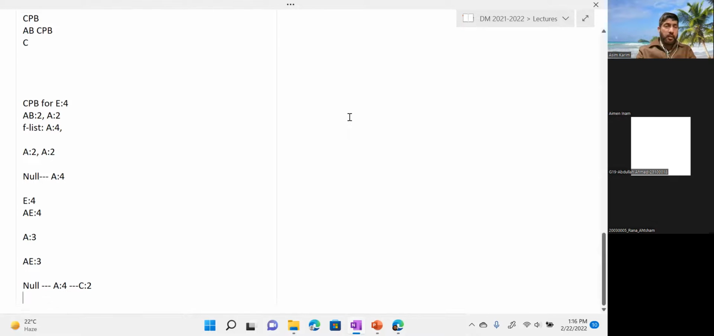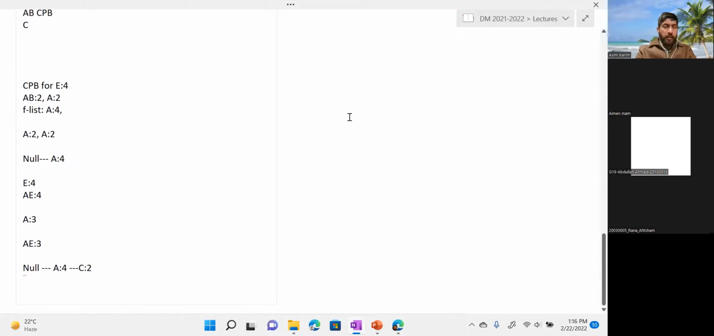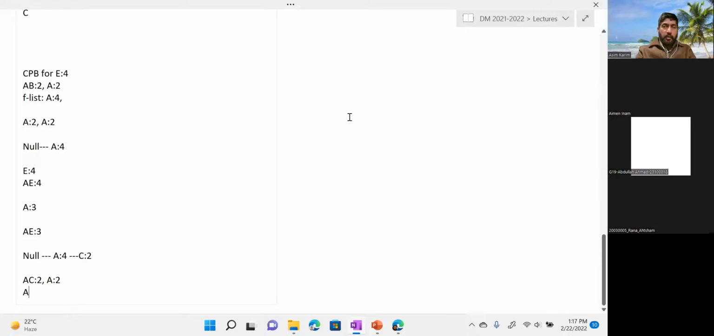So what are the patterns here? So there were A and C. For example, you know that AC occurs twice, and then of course A occurs 2 times. So you combine these, let's say this is a projected database for, let's say, E, so you append E to these and grow them. So you will have, for example, ACE, and then of course AE.